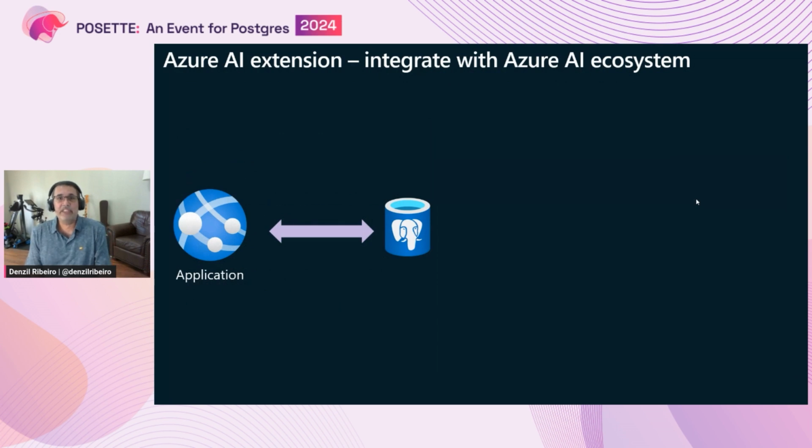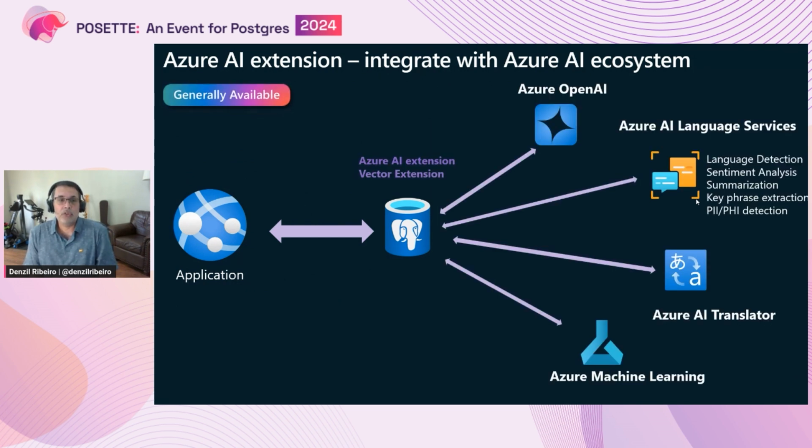The Azure AI extension is a way for you to integrate Postgres on Azure along with the AI ecosystem. All the interfaces are SQL interfaces, which are user-defined functions, and they communicate with Azure OpenAI for embeddings, and with the Azure AI language service, which provides a host of language services such as sentiment analysis, summarization, and key phrase extraction. You can do real-time translation via the AI translator, and also invoke either custom-trained or pre-built models via Azure Machine Learning. And this is now generally available. We just announced GA a couple of weeks ago.